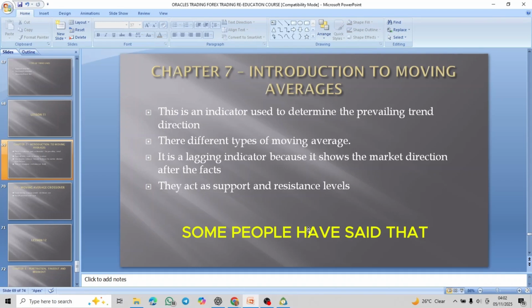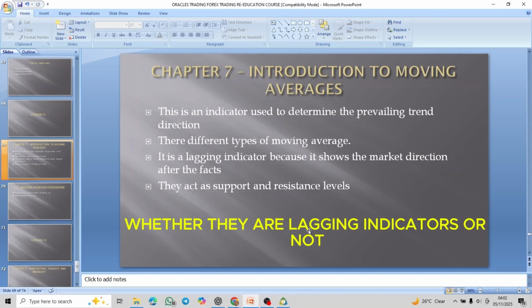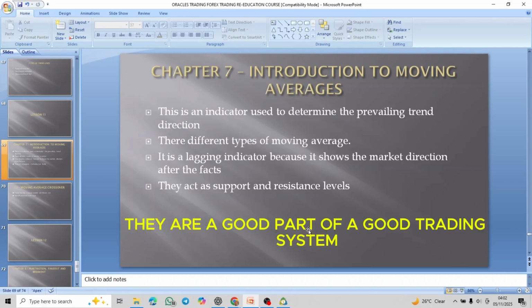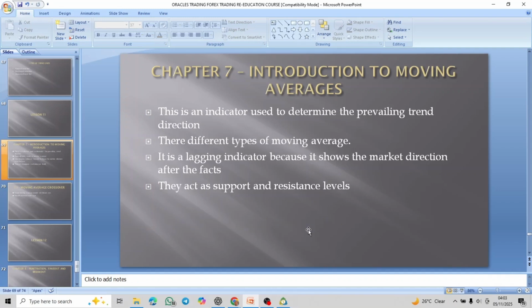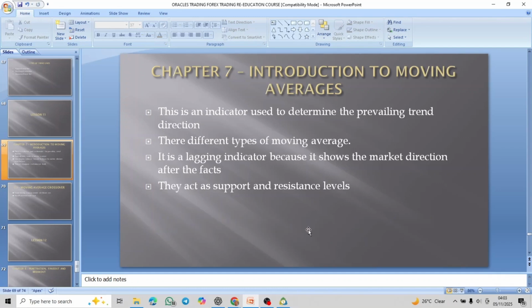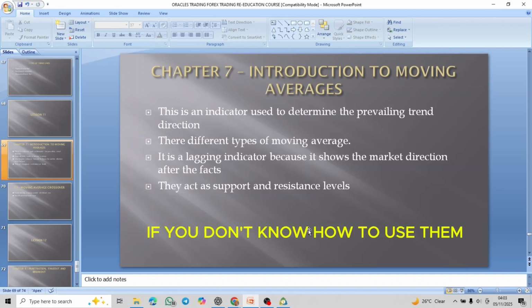Some people have said that moving averages are lagging indicators. Whether they are lagging indicators or not, from my experience in trading, they are a good part of a good trading system. Moving averages can be used to determine the prevailing trend direction. If you know how to use them, you profit from them. If you don't know how to use them, just like every other technique, you may begin to suffer losses.